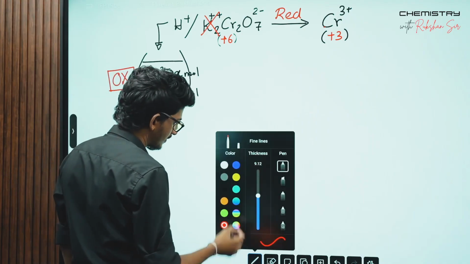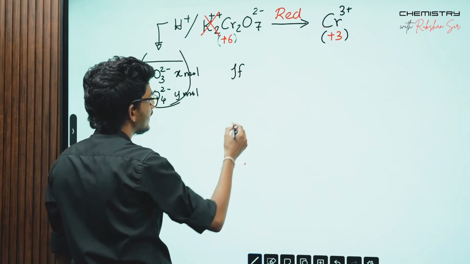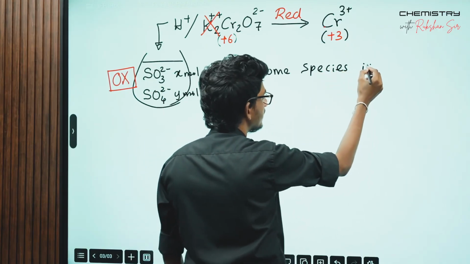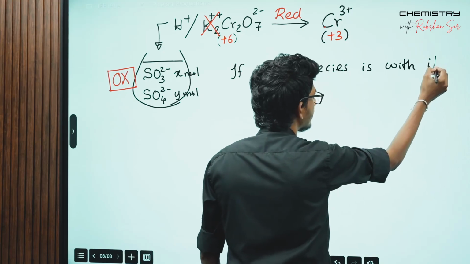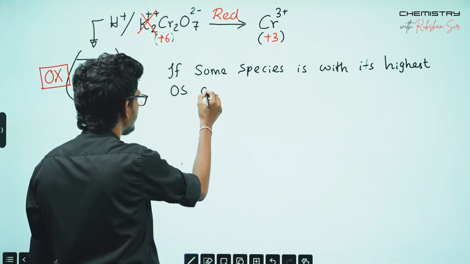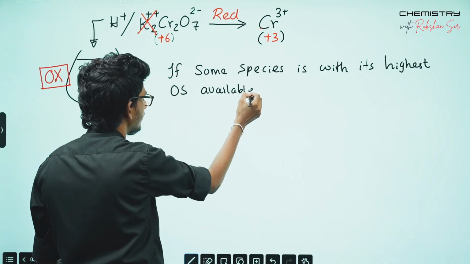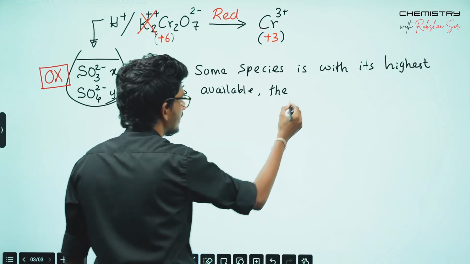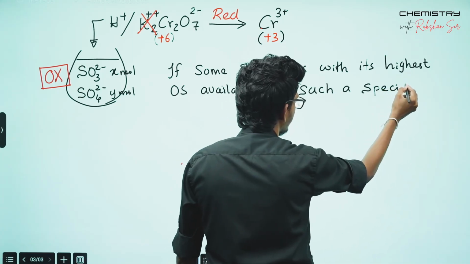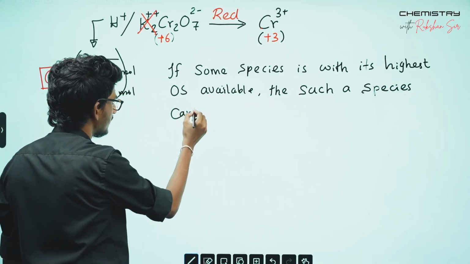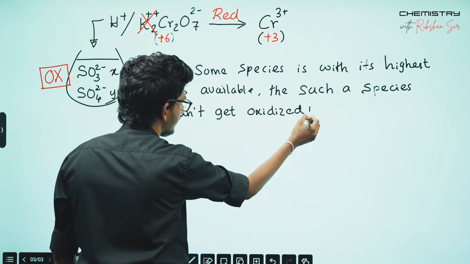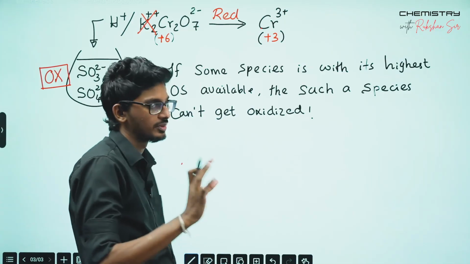The point, again I am telling you, is that if some species is with its highest oxidation state available, then such a species can't get oxidized. So if you are with your highest oxidation state available, such a species can't get oxidized, right?